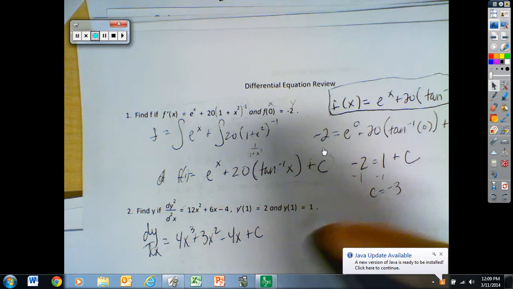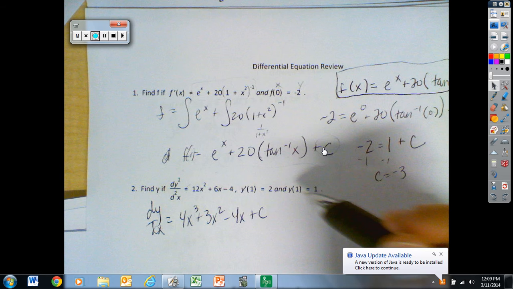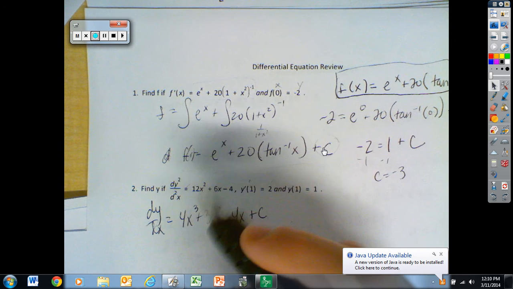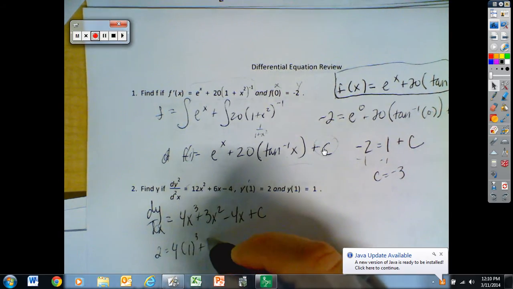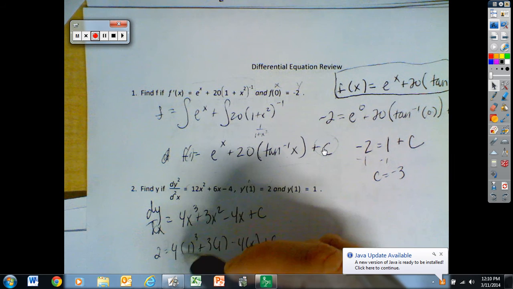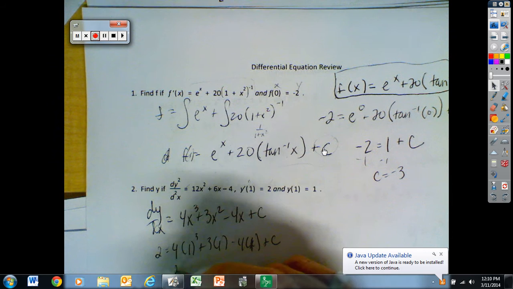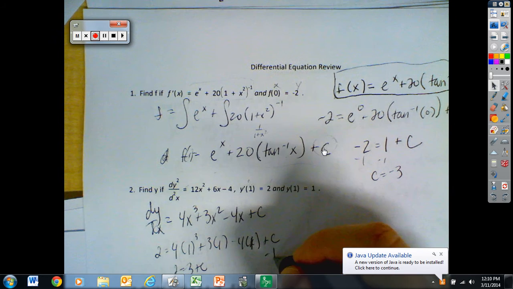But we have to know what c is so that we can take the next antiderivative. But it tells us that when x is 1, the derivative is 2. So we're going to put in 2 for the derivative and 1 for x and solve for c. So we have 4 plus 3 is 7, minus 4 is 3, so 2 equals 3 plus c. Subtract 3 from both sides and c is negative 1.